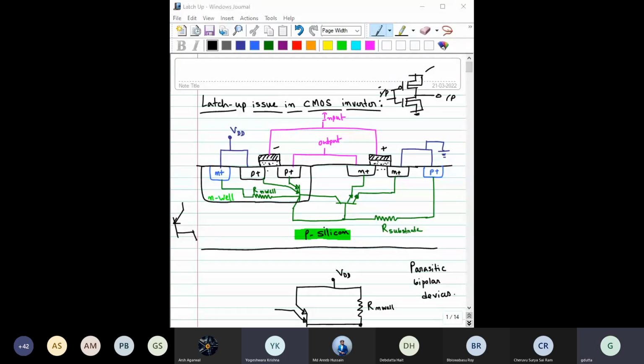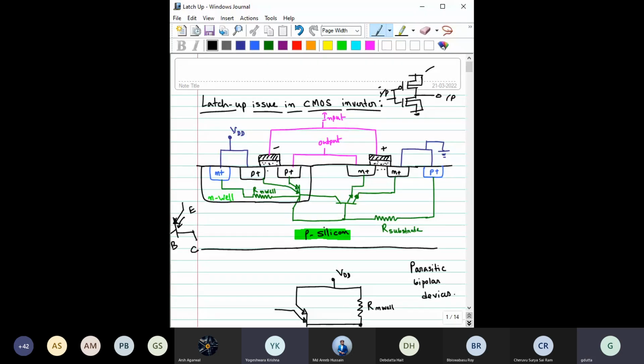Is it visible? Okay. So here you can see this is the emitter, this is the base, this is the collector. When you forward bias this emitter base junction, what will happen? The holes will be injected and they have to pass through the base and then be collected by this collector terminal. See here what is happening.